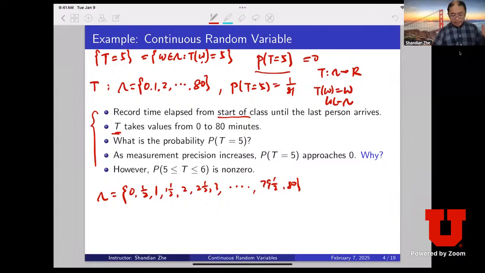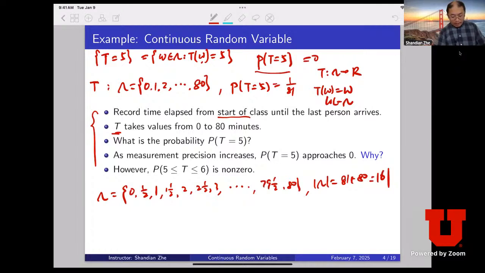Yeah, I guess the sample space should be 81 plus 80, right? Because there are 81 numbers and there will be 80 intervals, and in each interval you have one point in the middle. So it's 81 plus 80, which is 161 outcomes in the sample space, right?